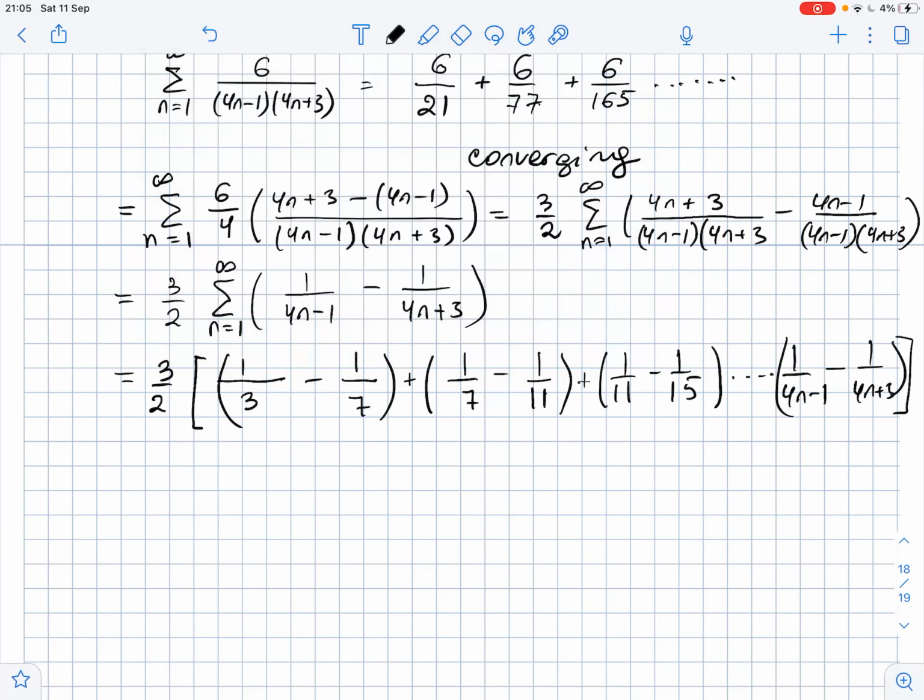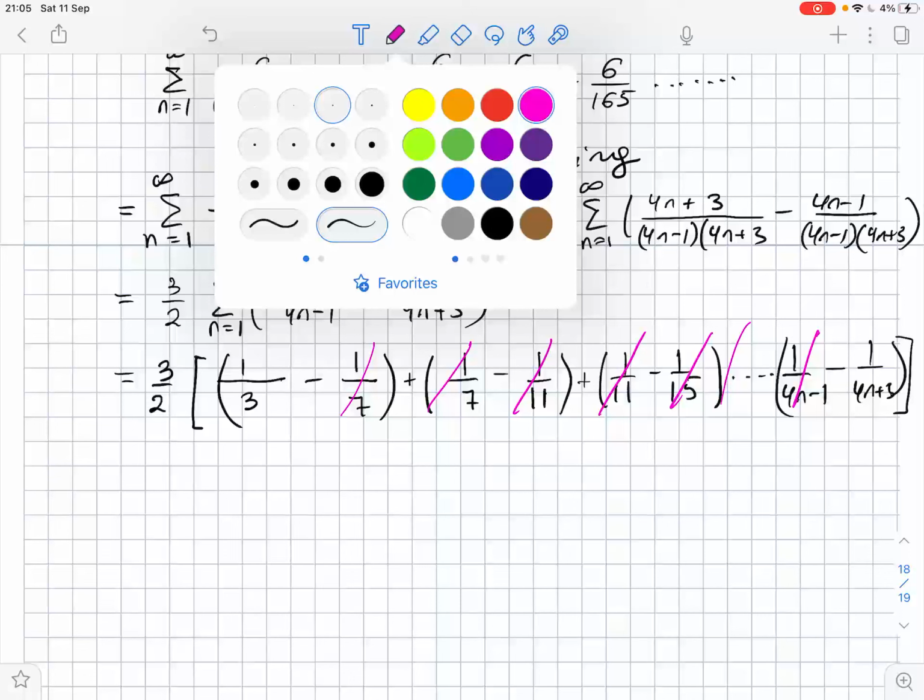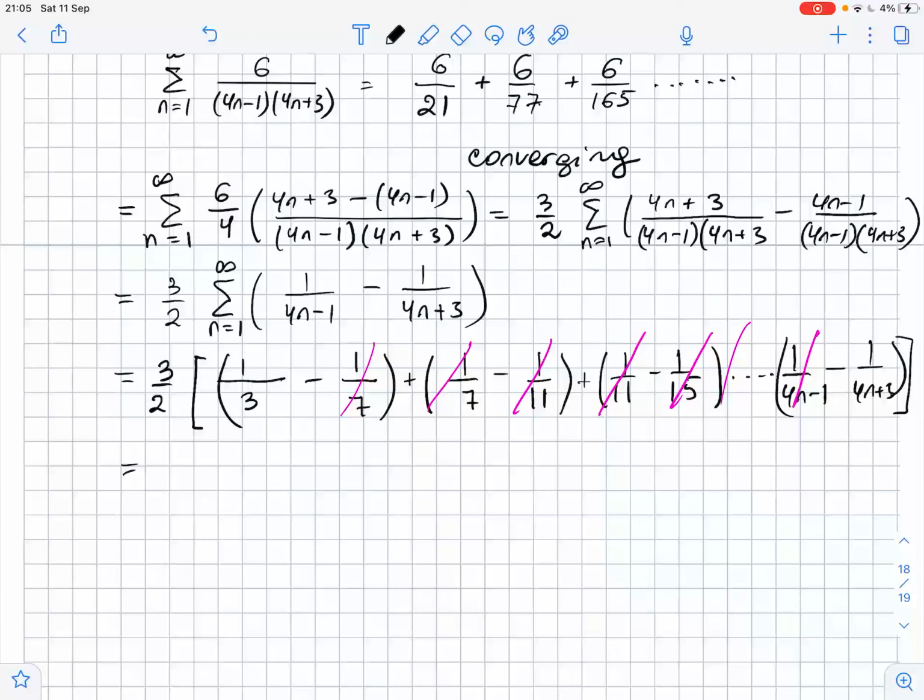So as you see, a lot of the terms here cancel out. So 1 over 7 cancels out, 1 over 11 cancels out, 1 over 15 will cancel out, 1 over 4n minus 1 will cancel out. So we are only left with the first term and the last term. Then this equals 3 over 2 times 1 over 3 minus 1 over 4n plus 3.